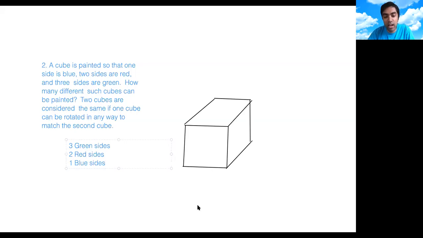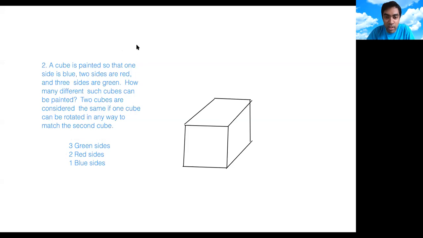Okay, let me see. So how did you start? You put the 3 green sides next to each other? Yeah. They're always going to be attached to each other in some way or the other. Okay, that is true that they would.